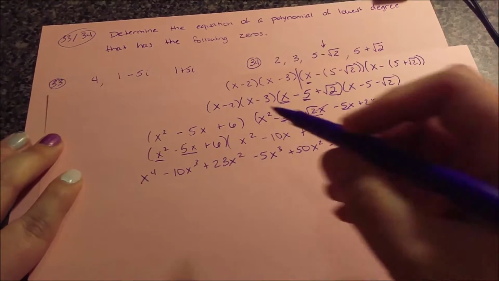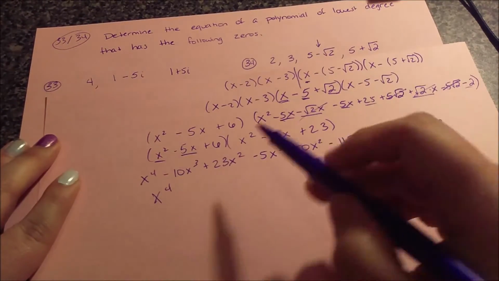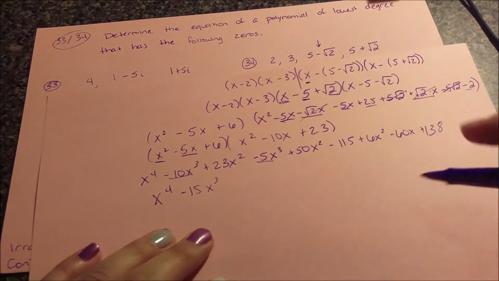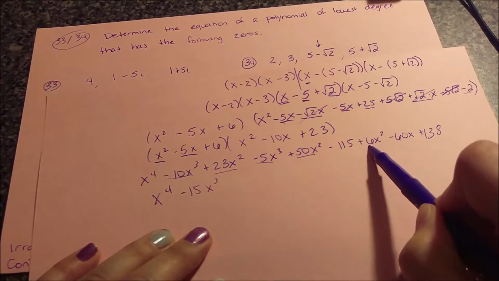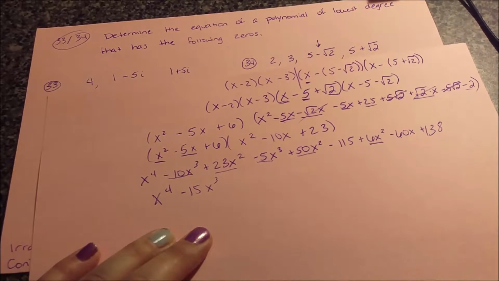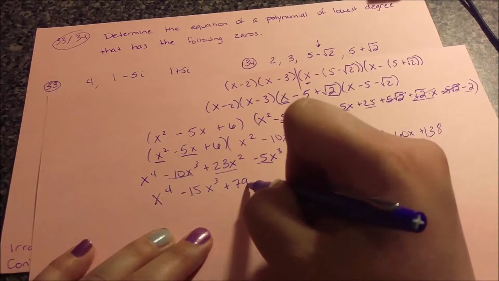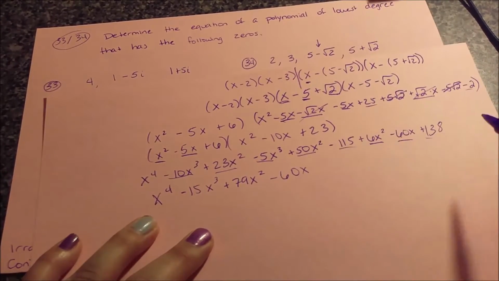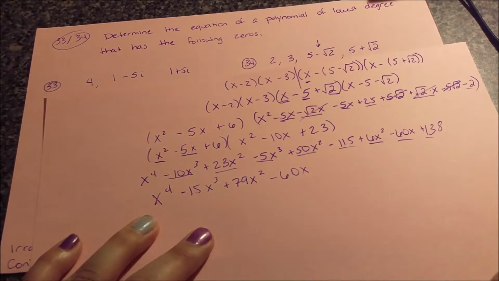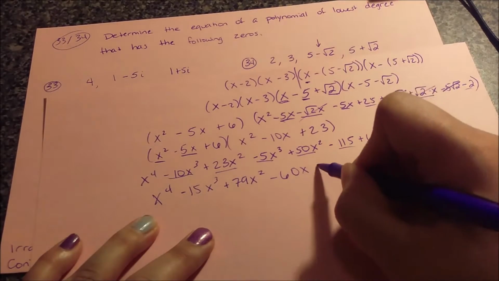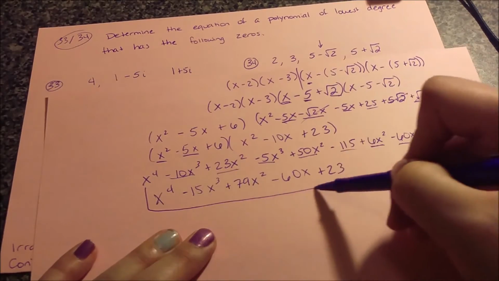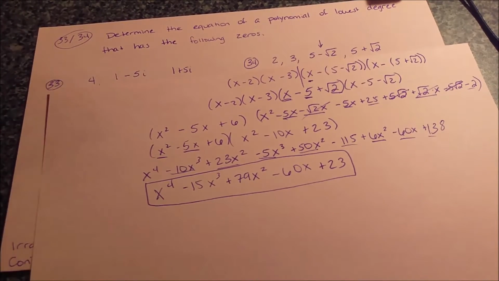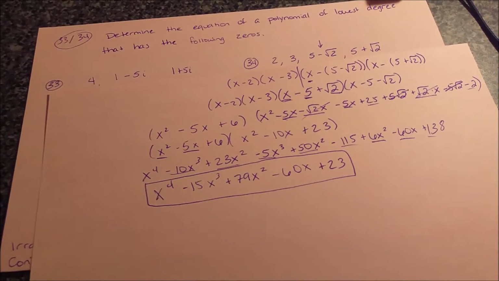And then lastly, combine like terms. Now my x's. Finally my constants. And there is our degree 4 polynomial, where if we factored it apart or graphed it, it should have these 4 zeros.